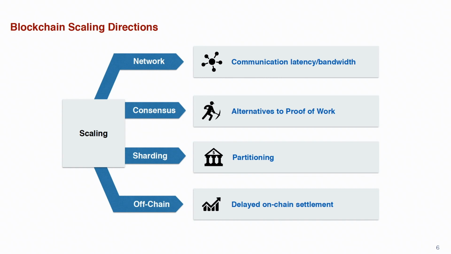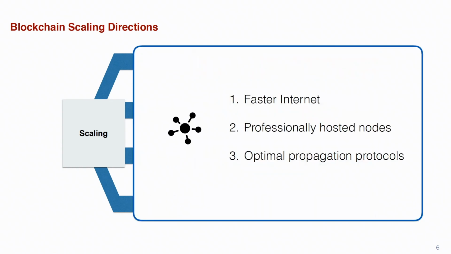So I would like to start with the network layer. In the network layer, if we have a faster internet, if we do have more professionally hosted nodes, like validators and miners, and they are very well connected, and they use a very efficient propagation protocol, then we can probably already scale the throughput of current blockchains by 10 to 15-fold. And that would be not bad. It would be rather cheap and easy, right? There you won't fix or change anything in the trust assumptions. You simply make the base layer faster.